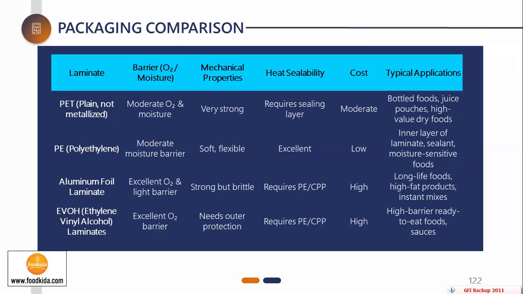Then you've got aluminum foil laminate. It is an excellent oxygen and light barrier. It is strong but brittle. Aluminum foil is brittle. Sir, this is the one you use for chips and biscuits, right? This aluminum foil laminate, like Lay's chips.